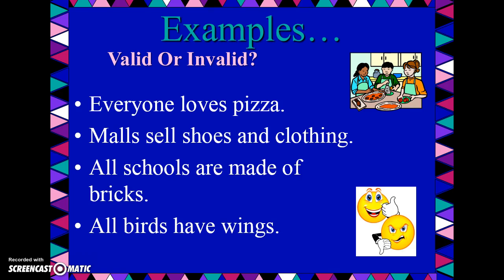So looking at these, everyone loves pizza. Well, I could tell you personally, I know 3 or 4 people who do not like pizza. So that would be an invalid generalization because it can't be supported by facts. There are indeed people out there that do not like pizza. Malls sell shoes and clothing. I would be willing to guess that there are some malls out there that don't sell shoes or clothing. However, in the general sense that we think about a mall, I think most of them do sell shoes and clothing. So I think that would be a valid generalization, although it's one of those cases where you might find some one-offs or some exceptions to the rule.